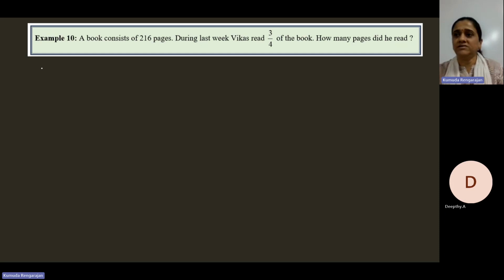Okay, so another example, shall we do this one? A book consists of 216 pages. During last week, Vikas read 3/4 of the book. How many pages did he read? Did he read? Not read. Read. How many pages did he read?